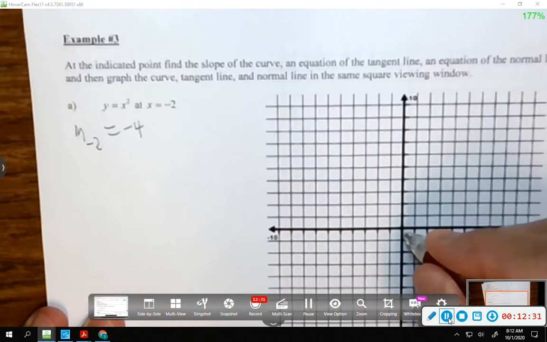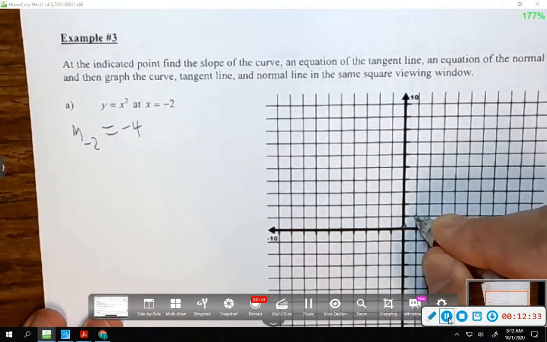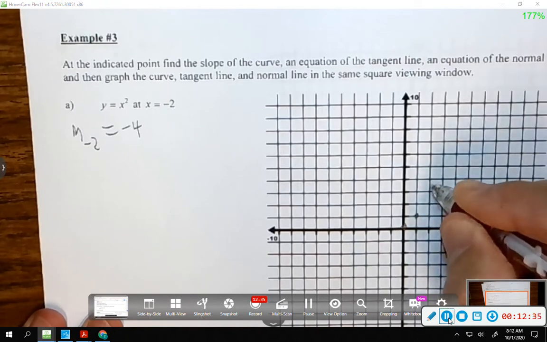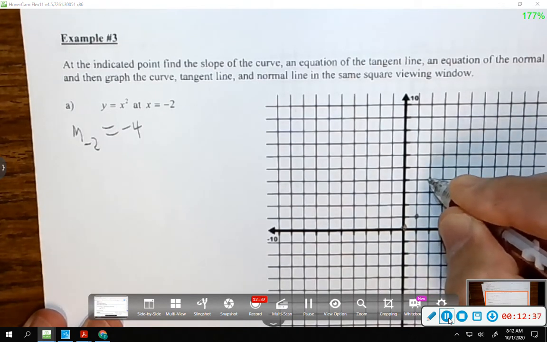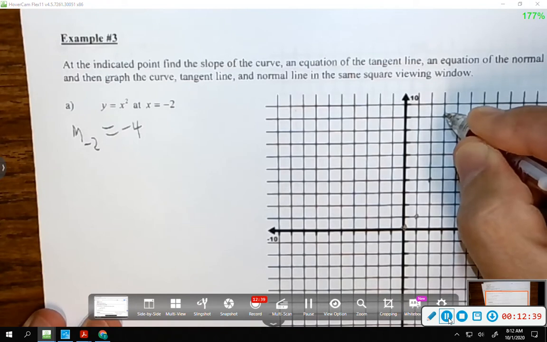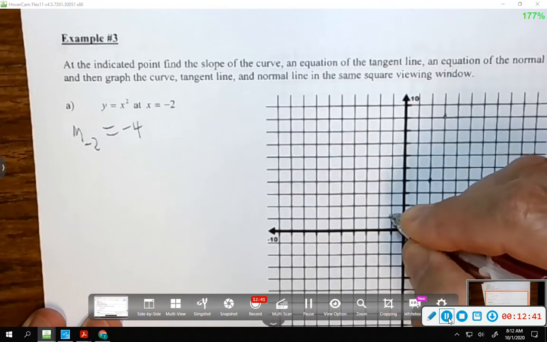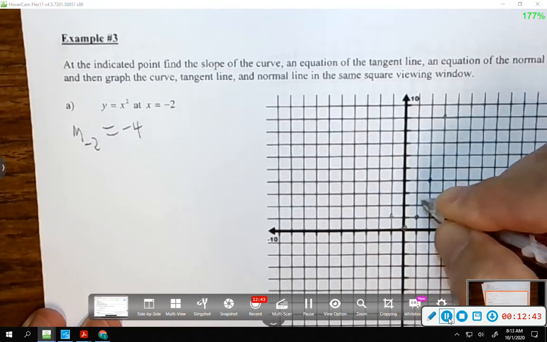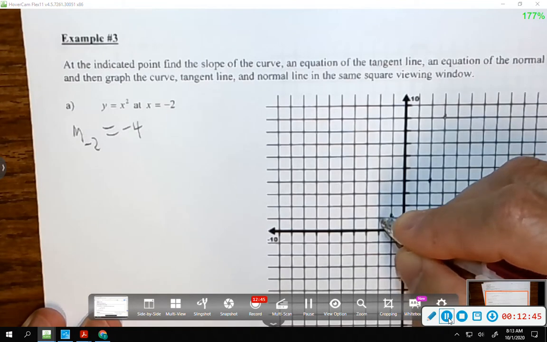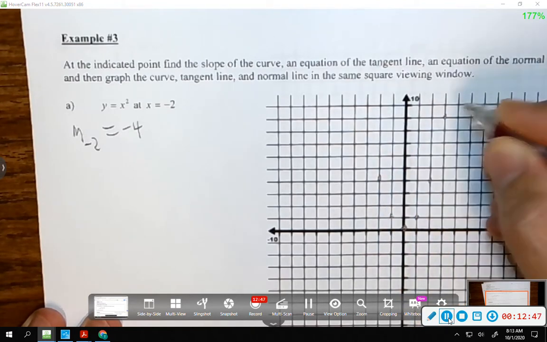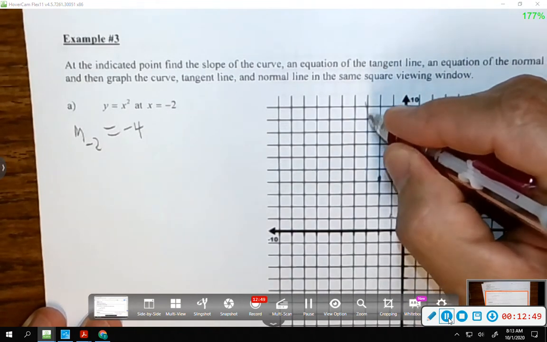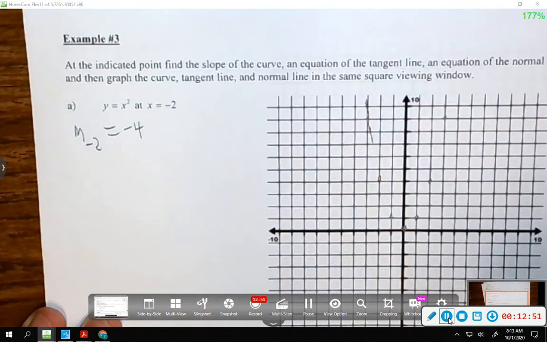If you plug 0 in, you get 0 out. If you plug 1 in, you get 1 out. If you plug 2 in, you get 4 out. If you plug 3 in, you get 9 out. It's a mirror image over here. It's a nice even function. Plug negative 2 in, you get 4, and negative 3 gives 9, and we graph this nice parabola here.